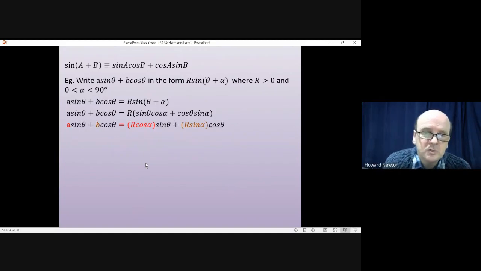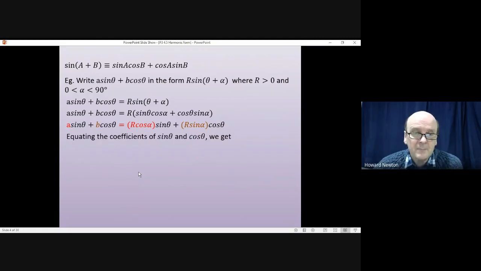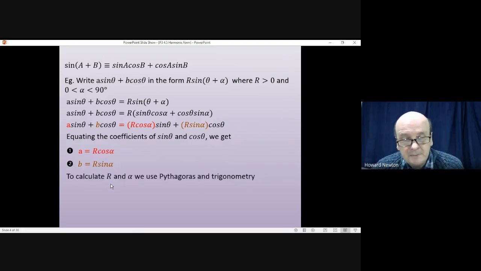The next thing is the crucial step. We equate the coefficients of sine theta and cos theta. So we've got a sine theta on the left-hand side and r cos alpha times sine theta on the right-hand side. b cos theta on the left, r sine alpha times cos theta on the right. What that means when we equate the coefficients is that a must equal r cos alpha and b must equal r sine alpha. To work out the values of r and alpha, we use Pythagoras to work out the value of r, and we use trigonometry to work out the value of alpha.